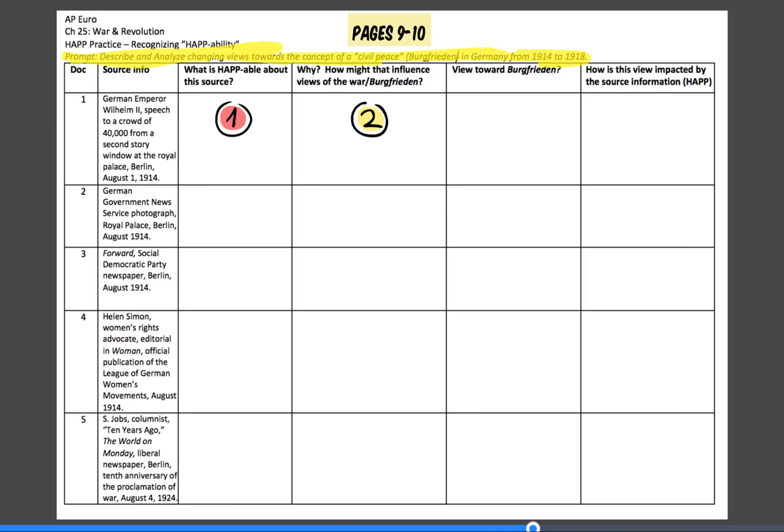Once you're done with the first 2 columns, then actually go on to reading the sources 3 and 4. What does it actually say about this view towards civil peace, and what is actually HAPPY-able about it? I think that'll probably take you the rest of class, but if you do finish early, of course, get started on McKay, and I will see you in class tomorrow.